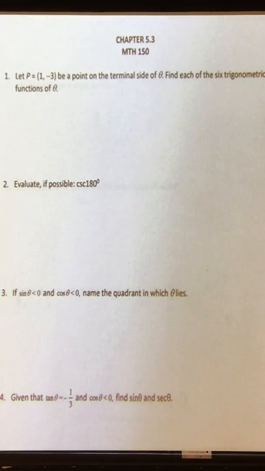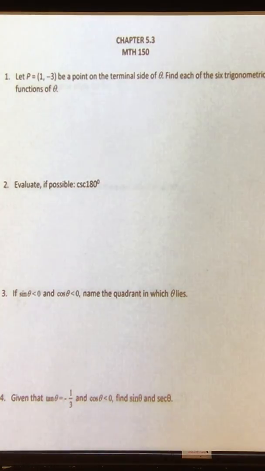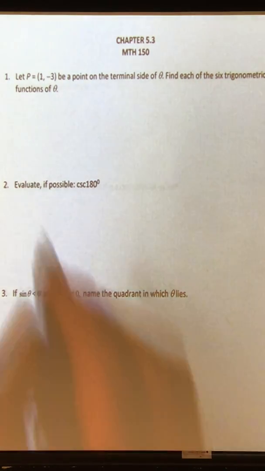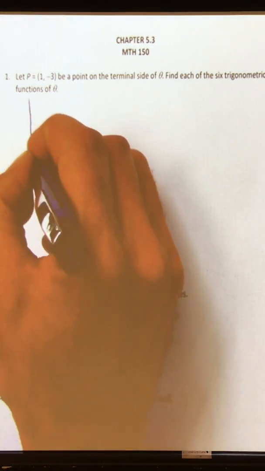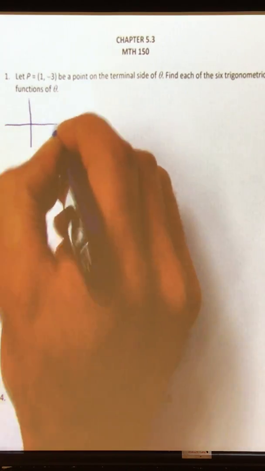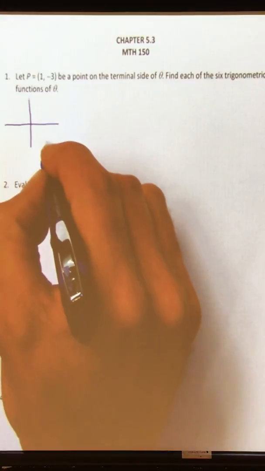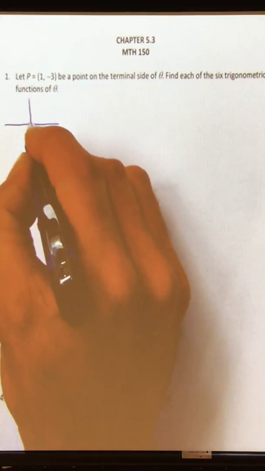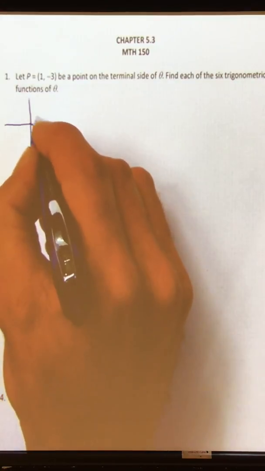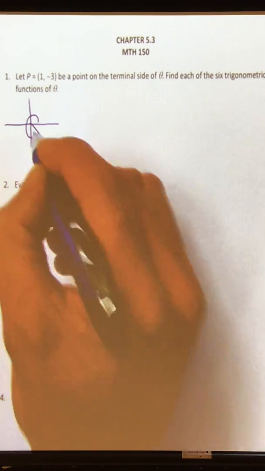Section 5.3 exercises. Problem 1. We are given the coordinates of point P on the terminal side of the angle theta. Find each of the 6 trigonometric functions of theta. Well, first we'll plot that point and get a reference for where we are located. Point P is at 1, -3, so to the right 1, down 3. And our angle then is this angle here.